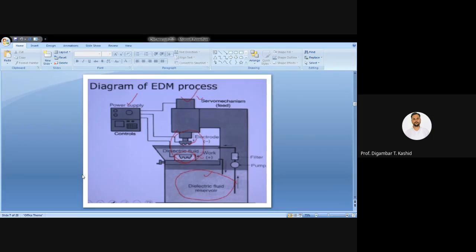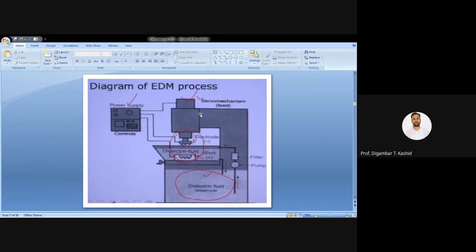To maintain that minimum gap, which is required to start material removal: when the gap is more than your critical interelectrode gap, there will not be any machining. So you have to feed your tool towards the workpiece surface. Why feed the tool towards the workpiece? To maintain the gap, and for that we require a mechanism, and that mechanism is this servo mechanism, or servo feed system.